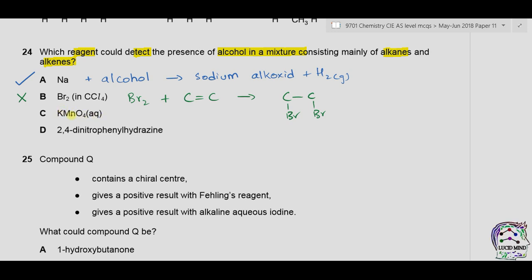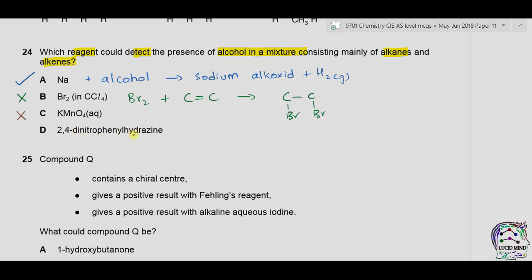C is KMnO4, which is an oxidizing agent. Now this can oxidize alcohol into aldehyde and carboxylic acid. KMnO4 can also oxidize alkenes to diol. So it cannot differentiate between alcohol and alkene as it will react with both. So therefore C is wrong.